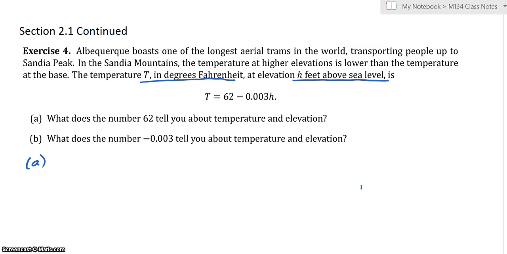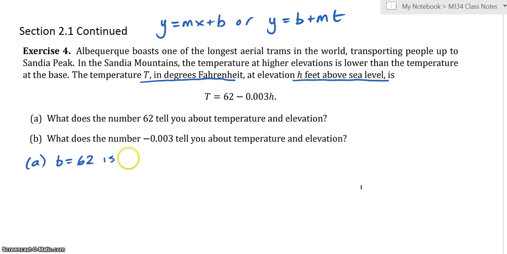So let's go ahead and do this together. 62, if you remember, the book uses y equals b plus mt, but you can use y equals mx plus b, is the b. So we know that the b is 62, which is the initial amount. And since T is a temperature, it's the initial temperature.